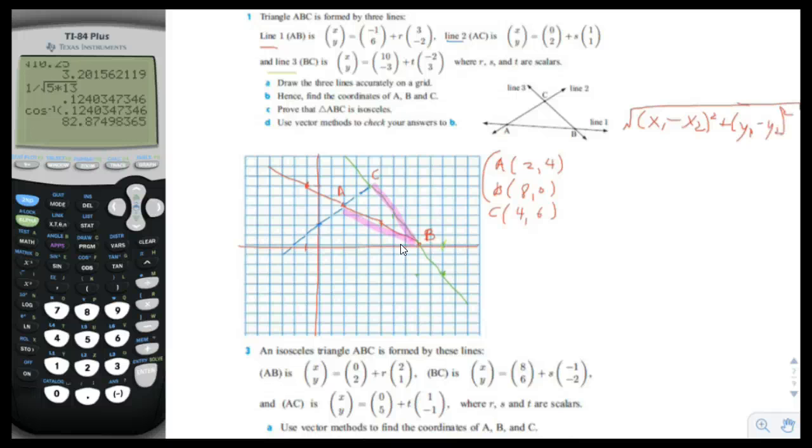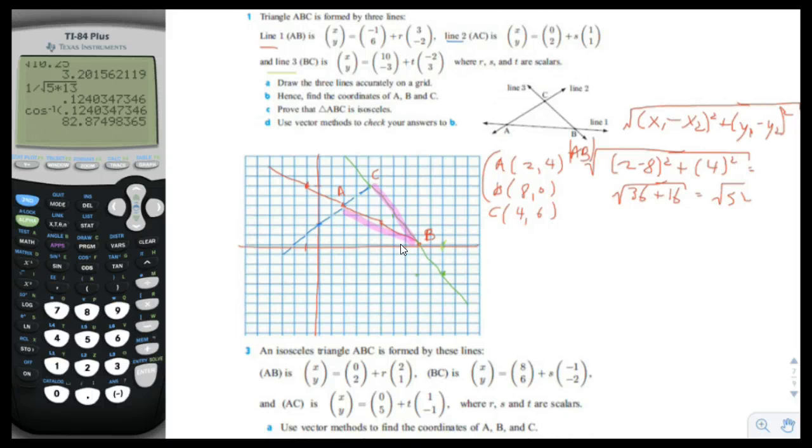Okay, and so for example, if we want to find the distance AB, we would do 2 minus 8 squared plus 4 minus 0 squared, which would give us the square root of 36 plus 16, which is equal to the square root of 52, right? And that would be AB, distance AB.